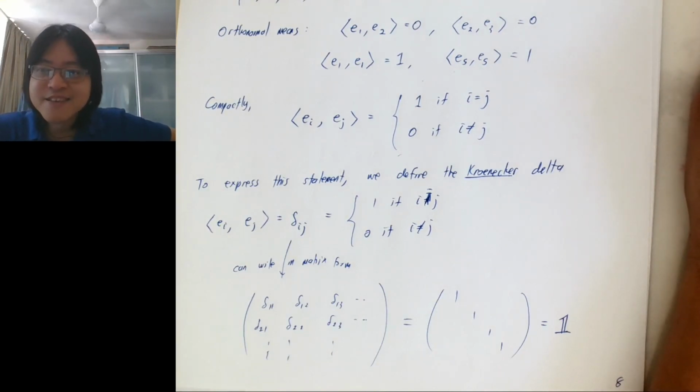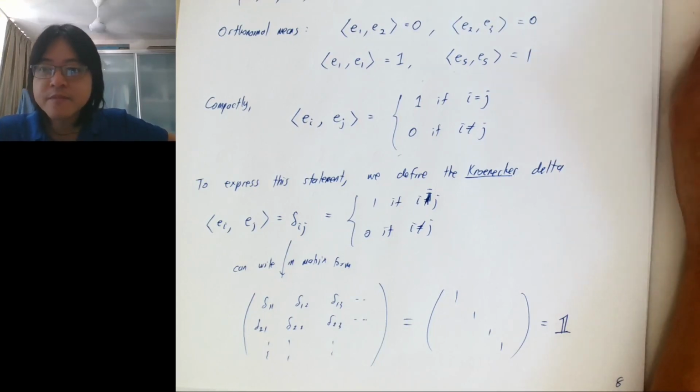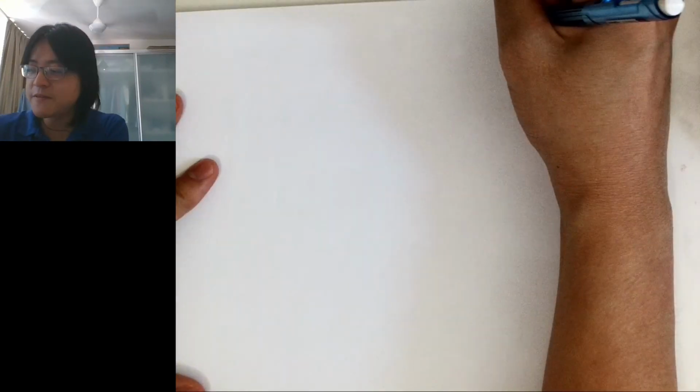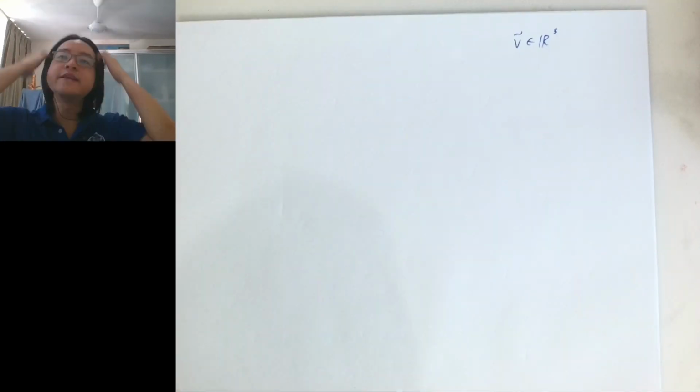Previously you always saw me write the arrow on top because we always use vectors in R3. For me, I write the arrow on top to represent the R3 vectors. So V usually is a vector in R3. But in Hilbert space, I will introduce the Hilbert space later.